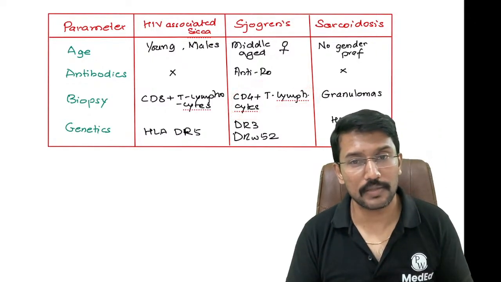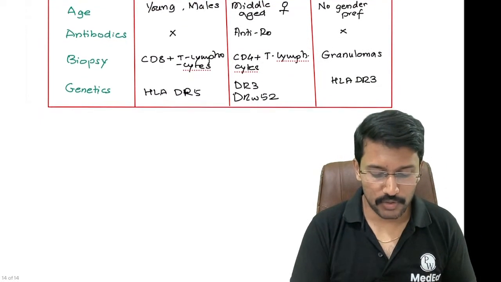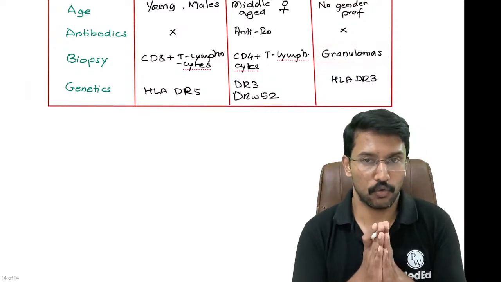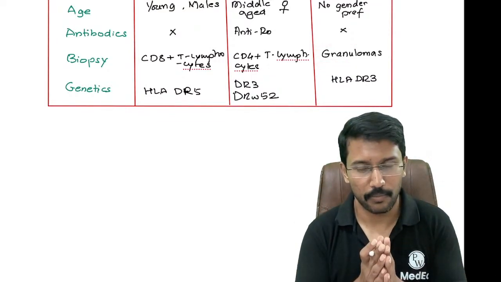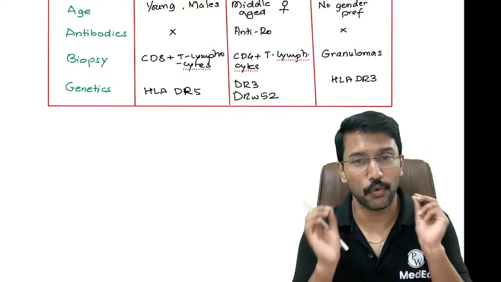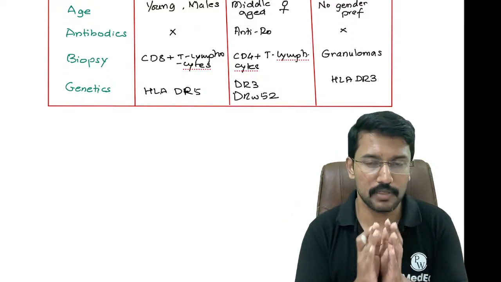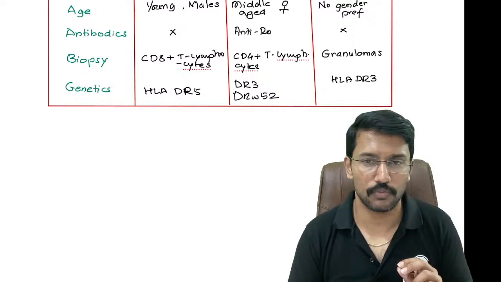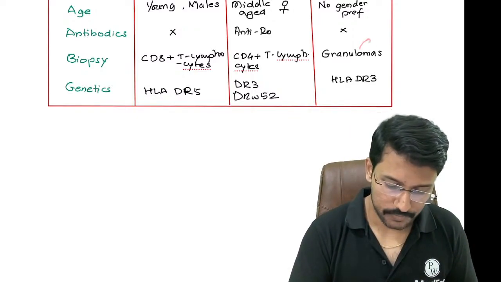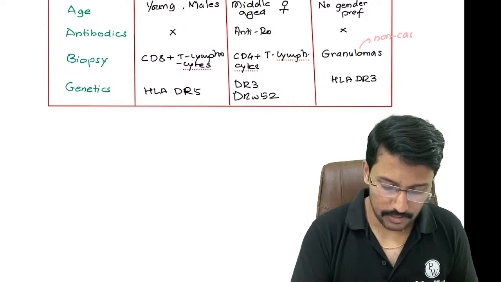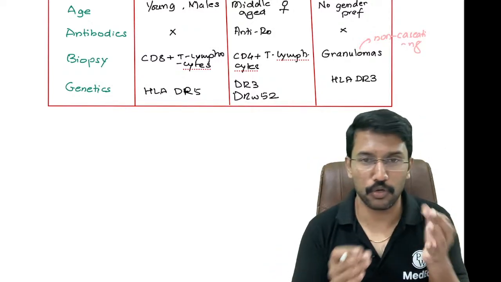But in sarcoidosis, what do we see? In sarcoidosis, the affected glands have granulomas, right? We know that sarcoidosis and tuberculosis are somewhat similar, because in both you have granulomas. The only difference is in tuberculosis you have caseating granulomas, in sarcoidosis you have non-caseating granulomas. Otherwise sarcoidosis affects the same organs that tuberculosis affects.